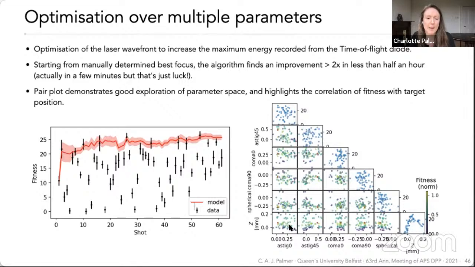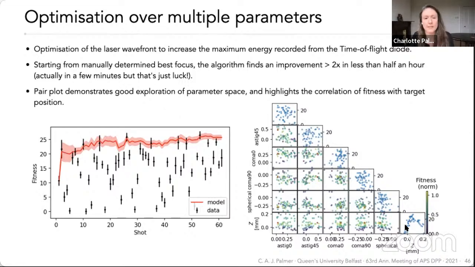So you can see in this pair plot on the right-hand side, the different parameters that were being optimized and the different data points that they took in parameter space. So we're nicely distributed over the range of parameters. And you can see that for most of them, there's not a strong correlation between the fitness values and that parameter, whereas this plot here in the bottom right shows how fitness varies with Z. And there's a very strong correlation, so in this case, our target Z position is really the thing that is driving the optimization.